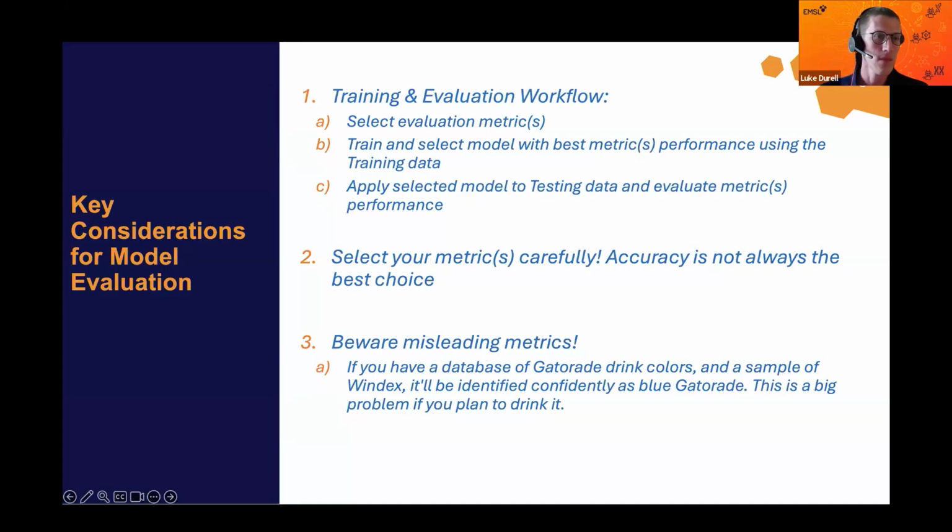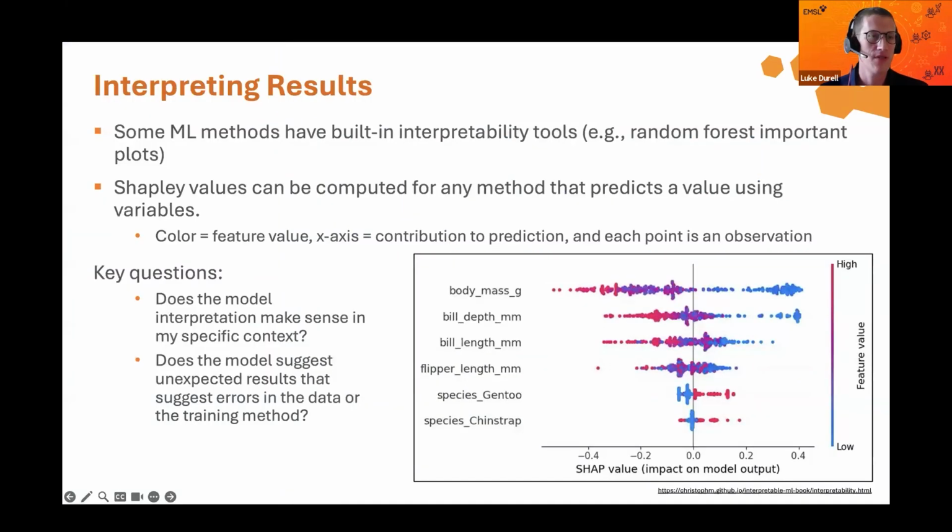All right. So then lastly, a couple slides, one on interpretation and one on communication. Some machine learning methods have built-in interpretability tools. So this is something like random forest has importance plots. That should be importance, not important. Sorry about that. Other models might not have a built-in interpretability tool, but tools can still be applied post hoc. So Shapley values are an example of this. ICE plots or ALE plots are also examples of this.